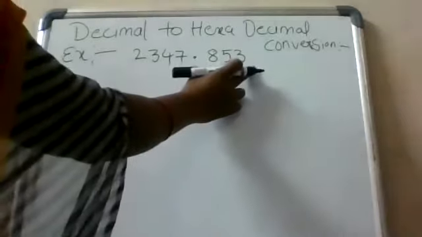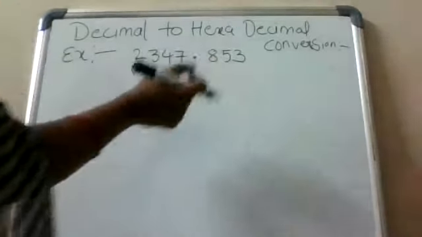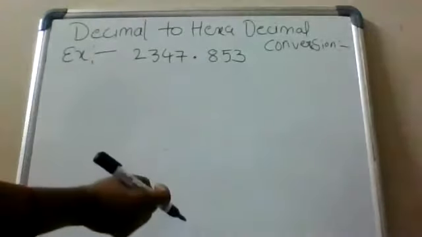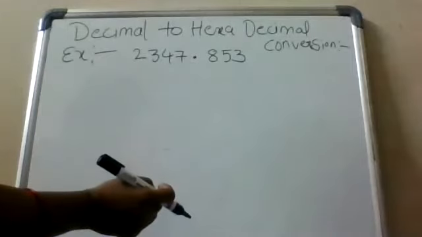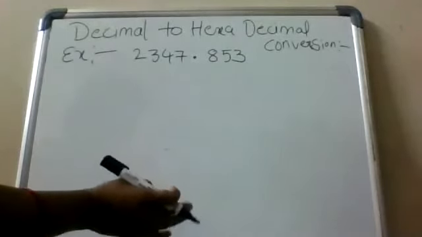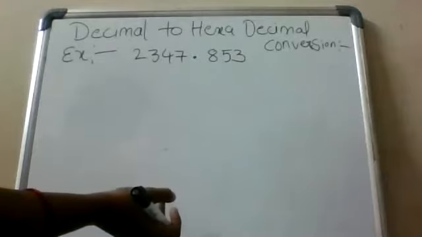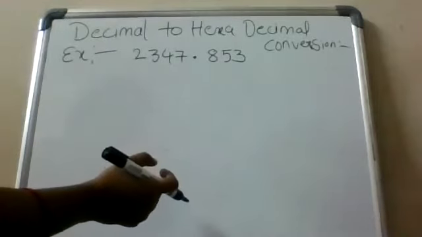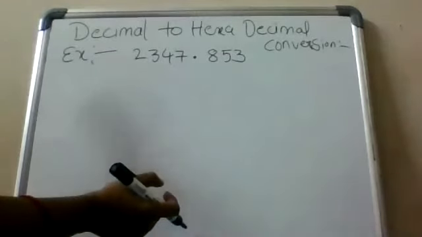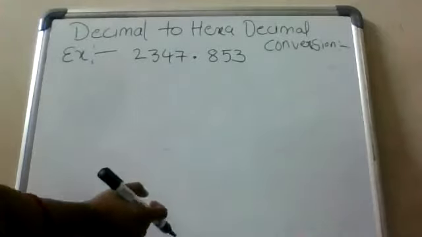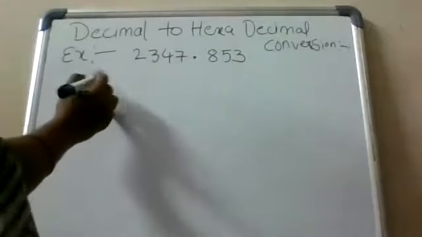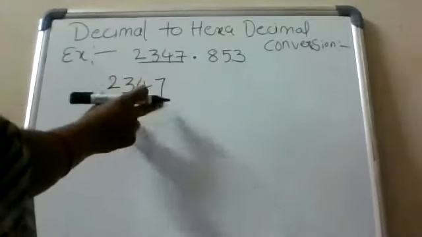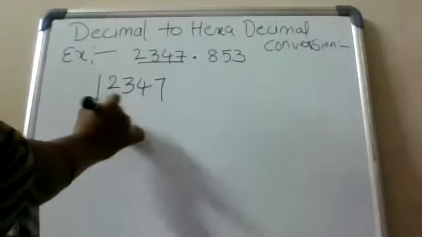If we also have a decimal fraction, then multiply the fractional part by 16 continuously. In every multiplication, write the remainders. In the decimal fraction, the remainders should be written from top to bottom. So first take this number and divide it by 16.